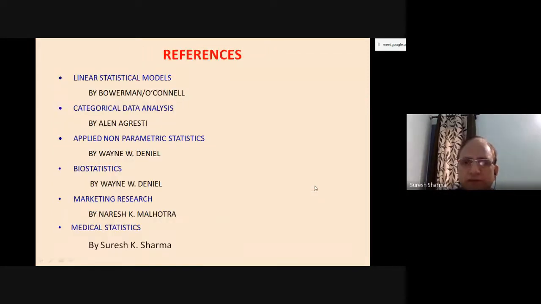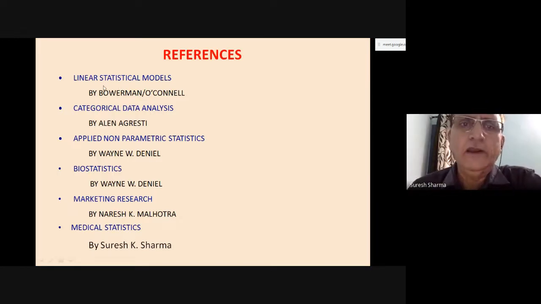Okay, these are some of the references. Let's say I want to learn about linear statistical models, where they are applicable and in which kind of situations. Then there is an important book by Bowerman and O'Connell, a very important book for linear statistical models.